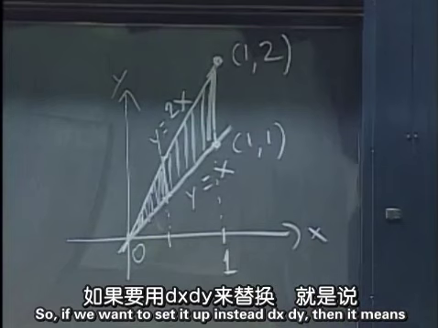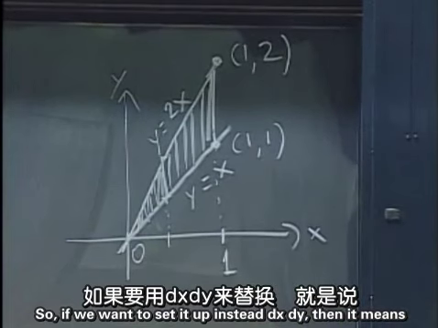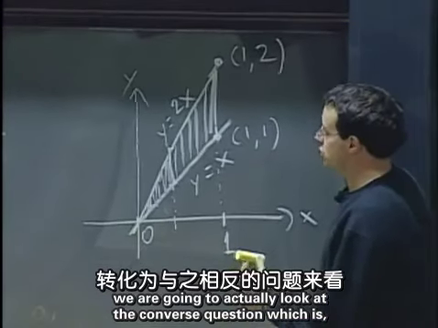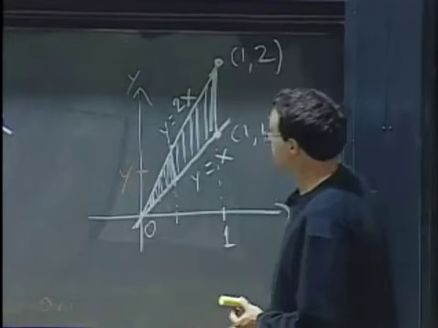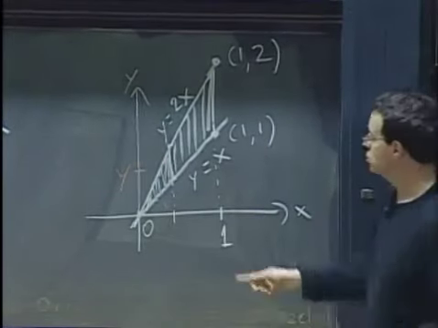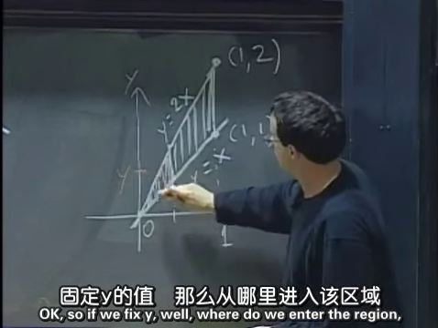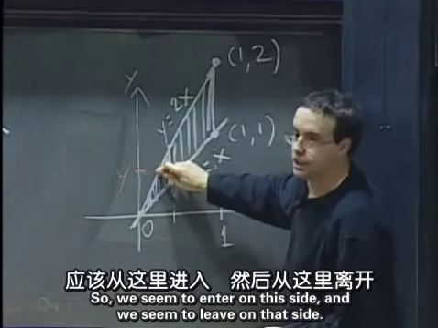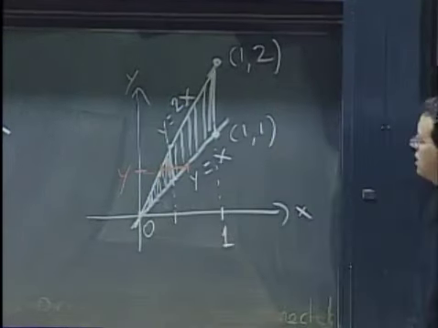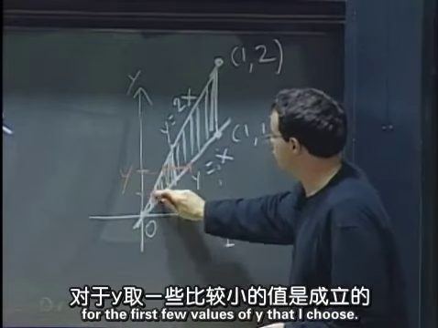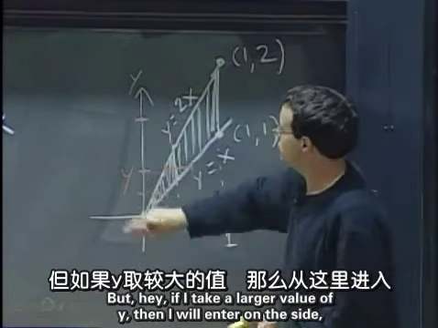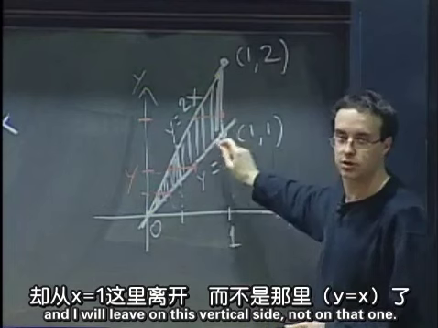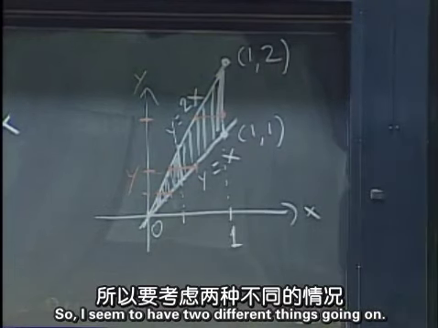So if we want to set it up instead dx dy, then that means we are going to look at the converse question, which is, for a given value of y, what is the range of values of x? Okay, so if we fix y, where do we enter the region, and where do we leave it? So we seem to enter on this side, and we seem to leave on that side. At least that seems to be true for the first few values of y that I choose. But hey, if I take a larger value of y, then I will enter on this side, and I will leave on this vertical side, not on that one. So I seem to have two different things going on.